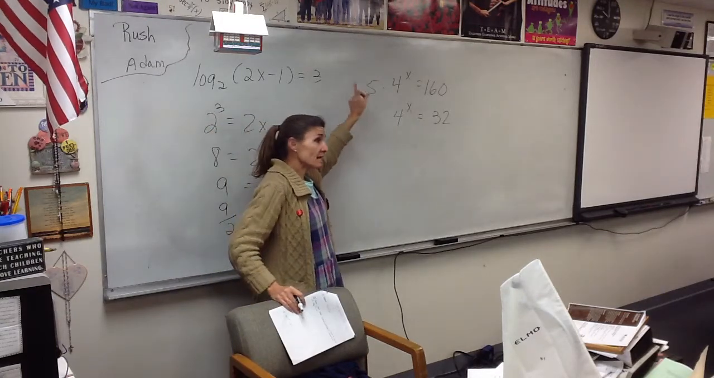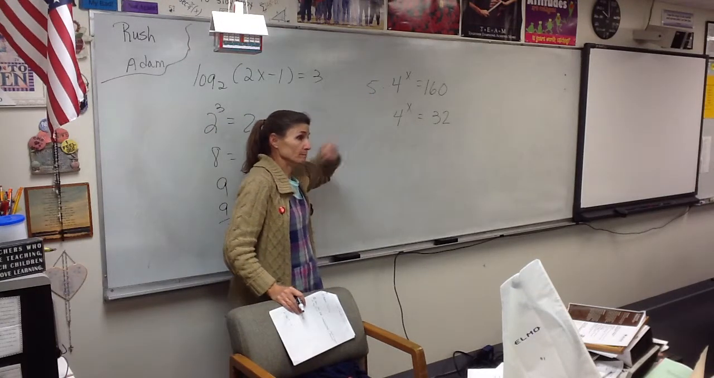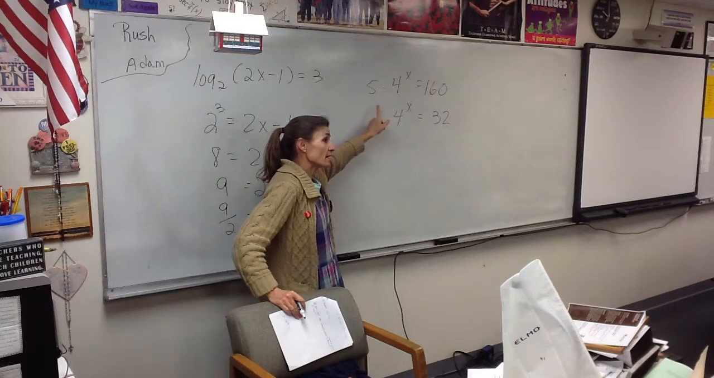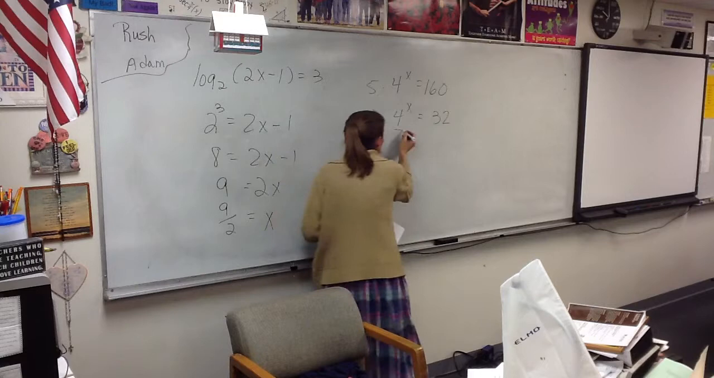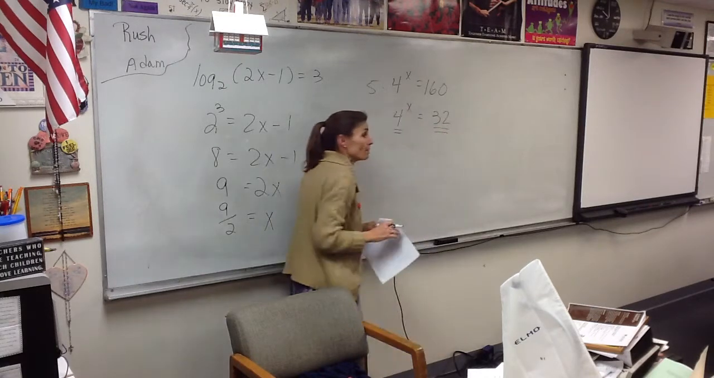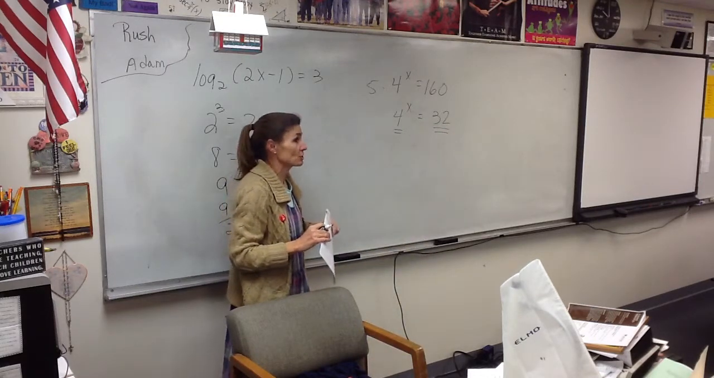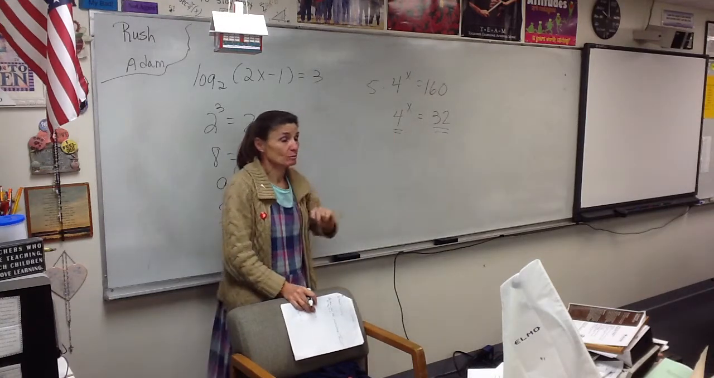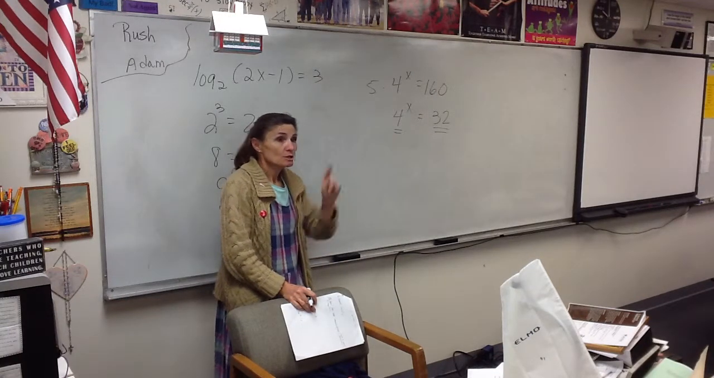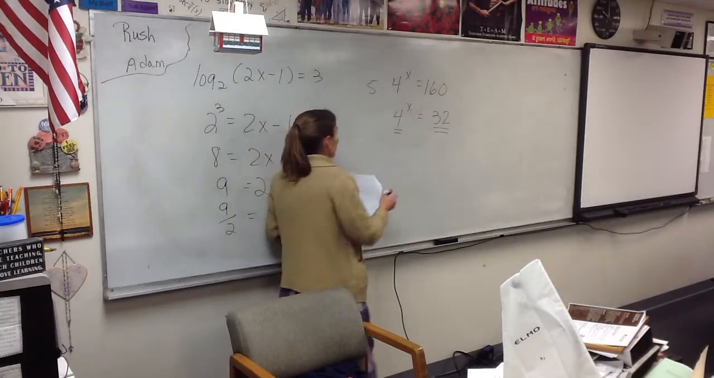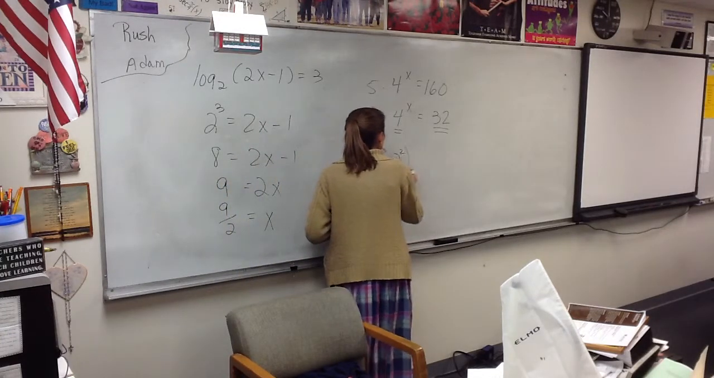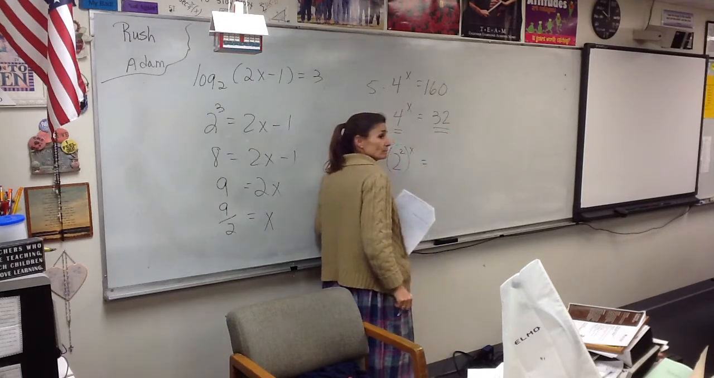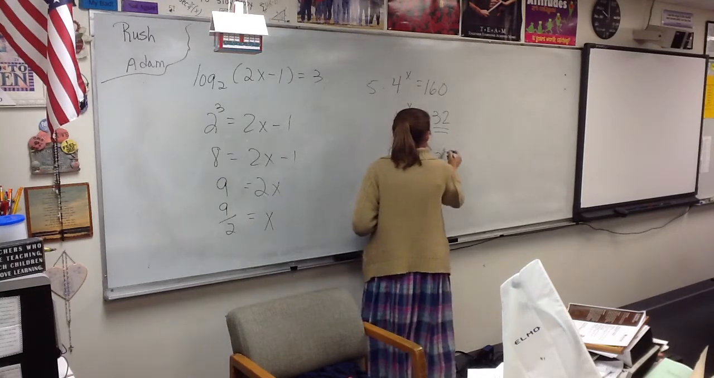Now, this is a no calculator problem. If you're going to solve this without a calculator, you have to be able to do what with those two numbers? Make them match. So I see a 4 and I see a 32. Change them to 2's. 4 is 2 squared. Gibran, I need you quiet and attentive. What's 32? 2 to the 5th.